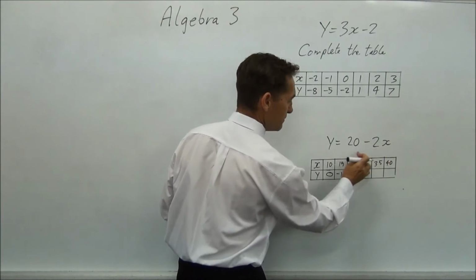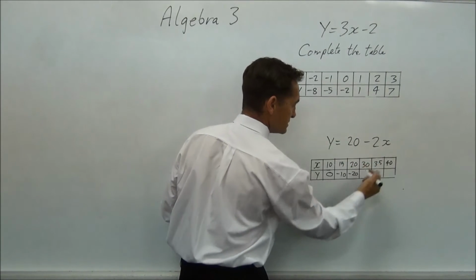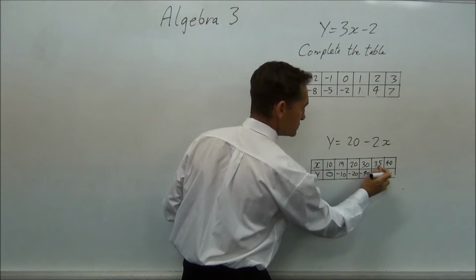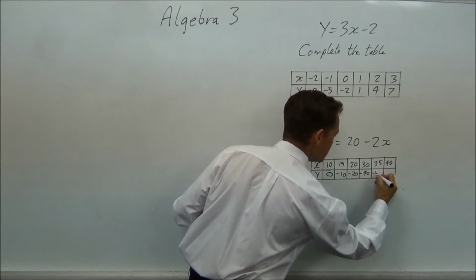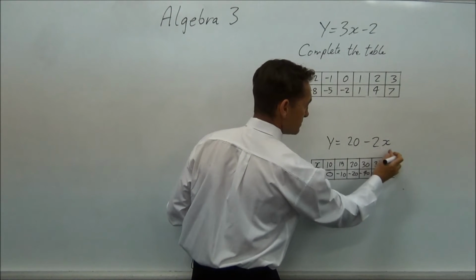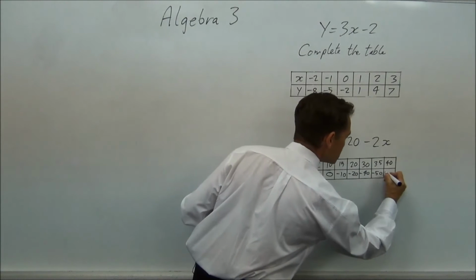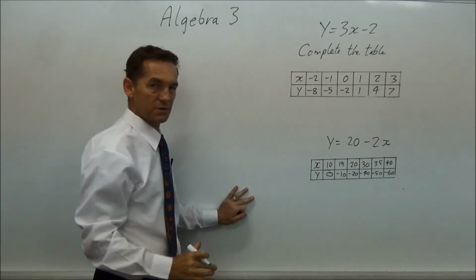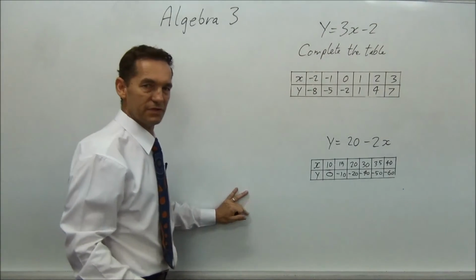So you put in 30. 20 minus 60 is minus 40. 20 minus 2 times 35 is 70, so minus 50. And 20 minus 2 times 40 is 80, so you're going to get minus 60. So there's partial patterns, but not a complete one. Just be careful of that.